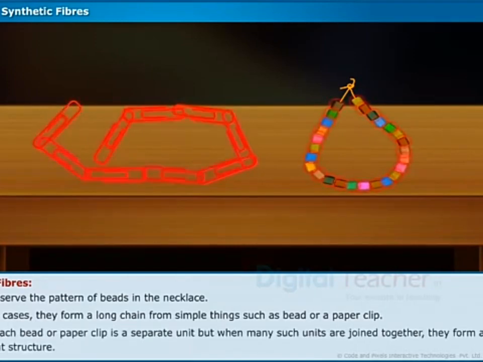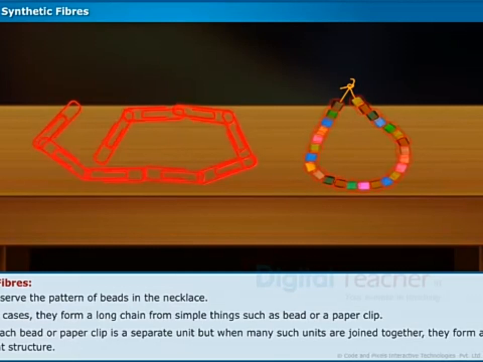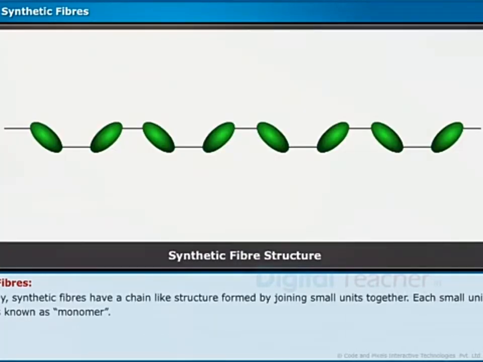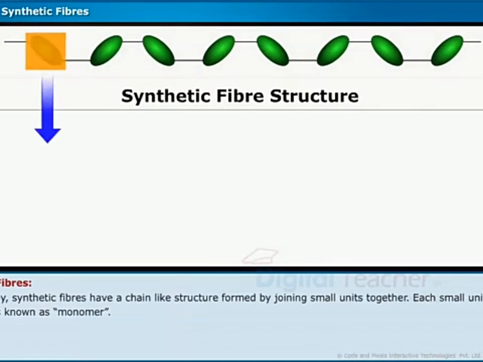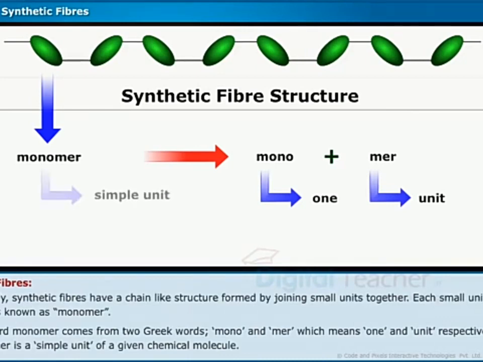Here, each bead or paper clip is a separate unit, but when many such units are joined together, they form a new different structure. Similarly, synthetic fibers have a chain-like structure formed by joining small units together. Each small unit in the chain is known as a monomer. The word monomer comes from two Greek words, mono and mer, which mean one and unit respectively. So, a monomer is a simple unit of a given chemical molecule.